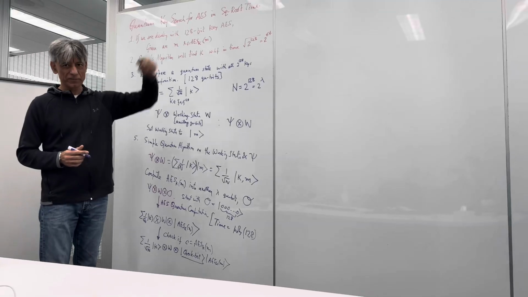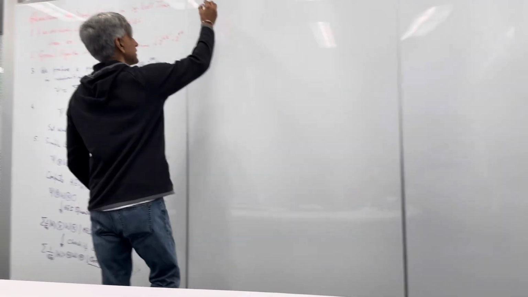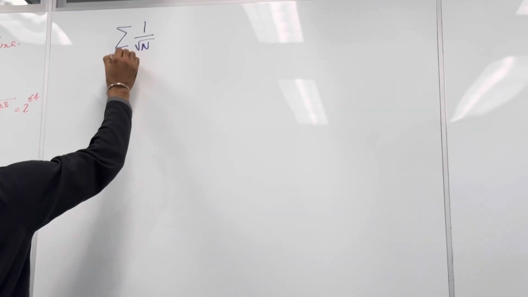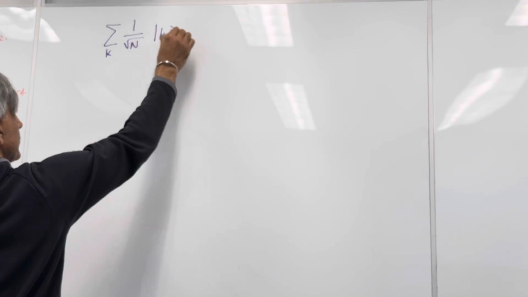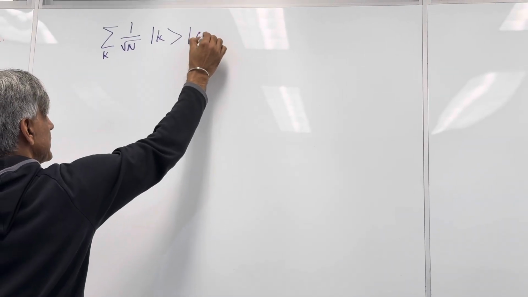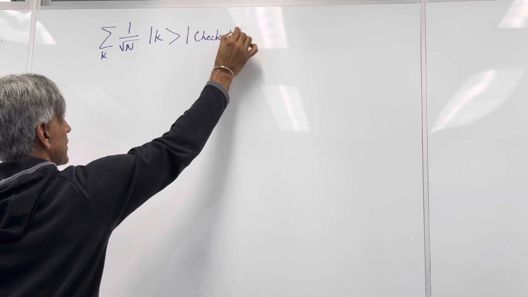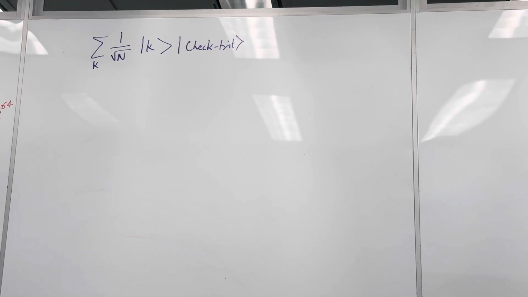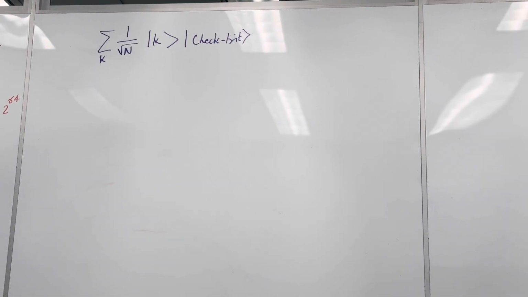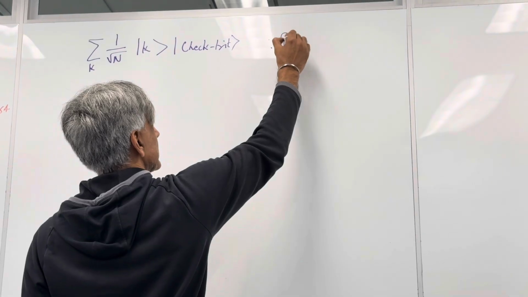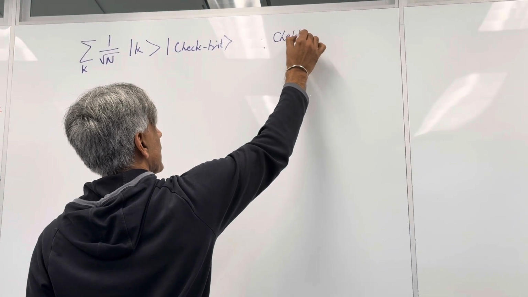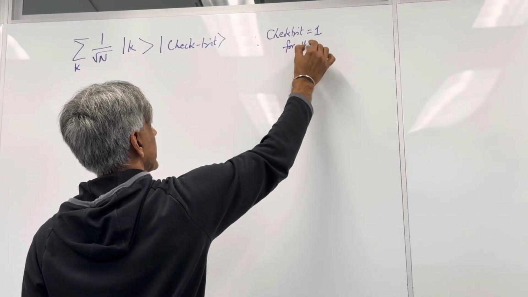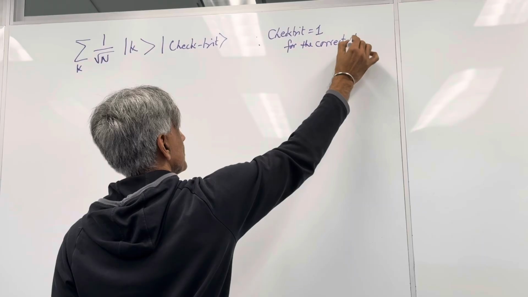We're going to clean up and write over here what state we have. The state we have is essentially the sum over all keys, the K key, and the check bit. And we are going to ignore all the other bits. They can be lost for all we care. So this is all we care about. And the property is that the check bit is equal to 1 for the correct K.